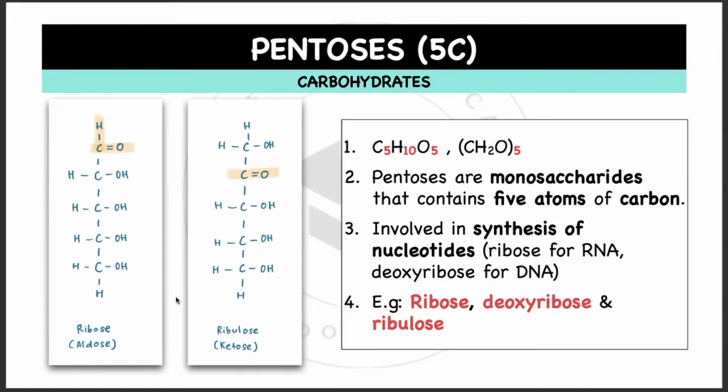Okay, so some examples: ribulose, deoxyribose, and ribose. So the function of these pentoses, actually, they're involved in the synthesis of nucleotides. You'll learn this again in the subsequent chapters, so I won't go much into it. And ribose is used for RNA, and deoxyribose for DNA. And just remember, pentoses are monosaccharides that contain 5 atoms of carbon.